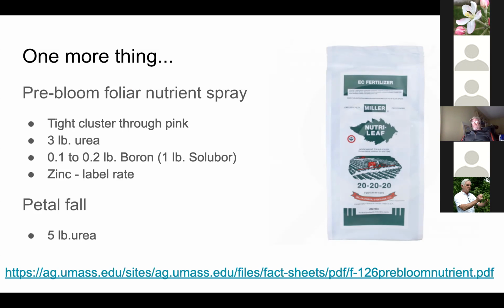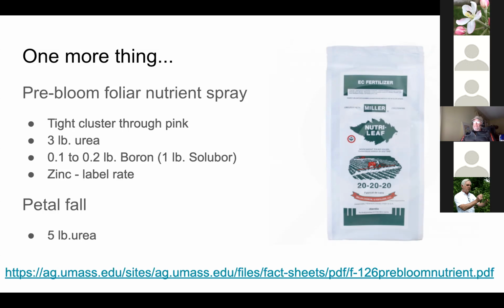So a little nitrogen, 3 pounds of feed grade urea. This is all in 100 gallons dilute spray from tight cluster through pink, plus some boron, 1 pound of soluble zinc. Use a label rate. It was mentioned to me, and it's true, there's a lot of these kind of general purpose foliar nutrient sprays. They all typically have some nitrogen in them and some micronutrients. They're fine too, that will help.